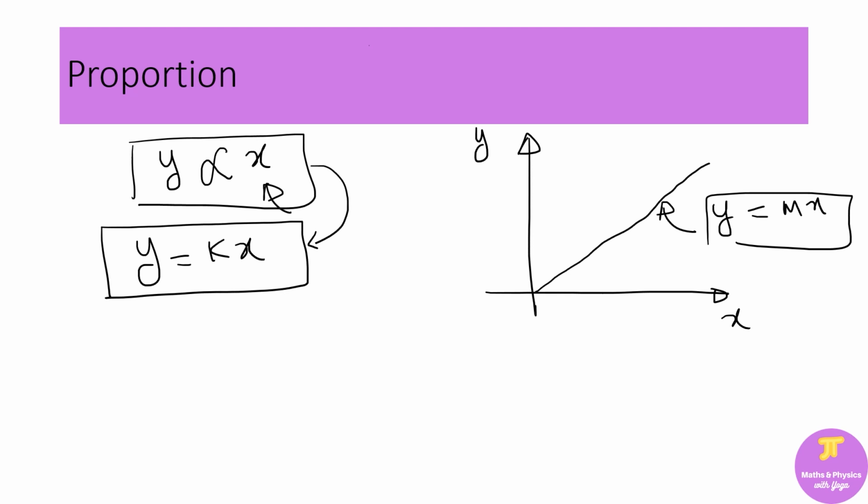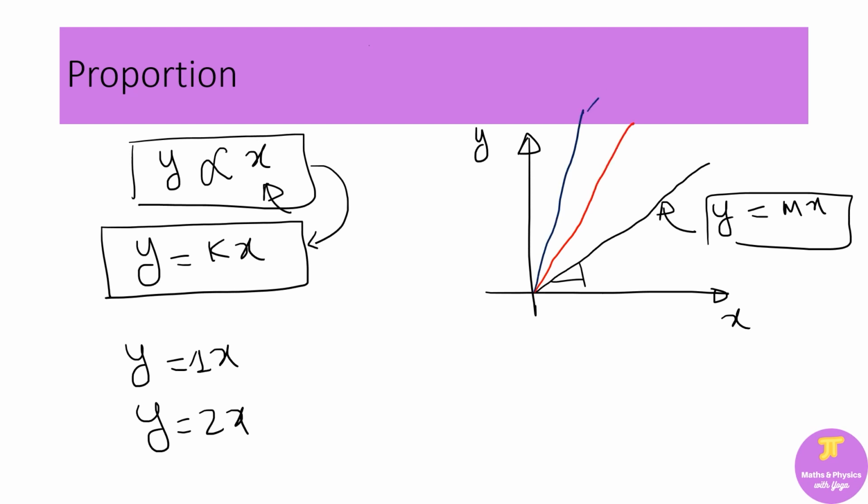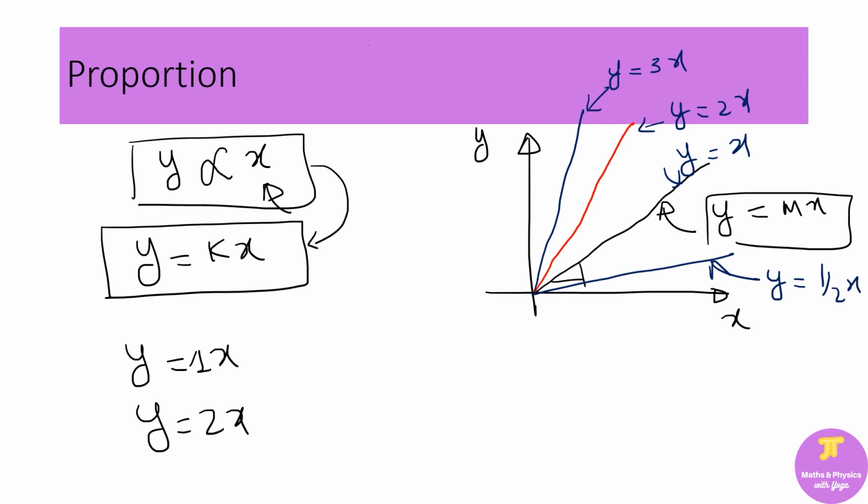If y equals x, the constant is 1, so the gradient is going to be 1. Sometimes y is equal to 2x, which would give you a graph something like this. This is probably y equal 3x, this is y equal 2x and this is y equal x. Maybe you will have something like y equal half x. In all of these, y is directly proportional to x.